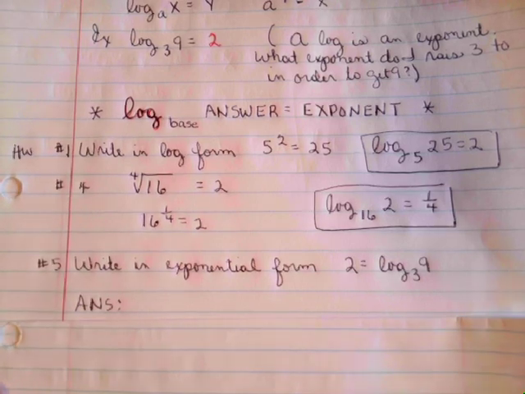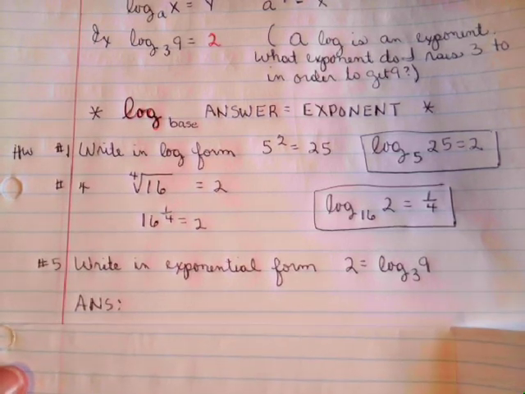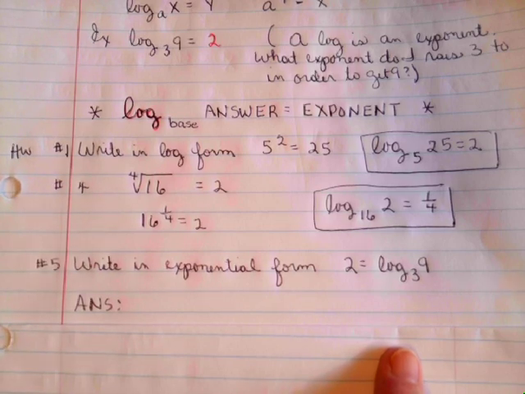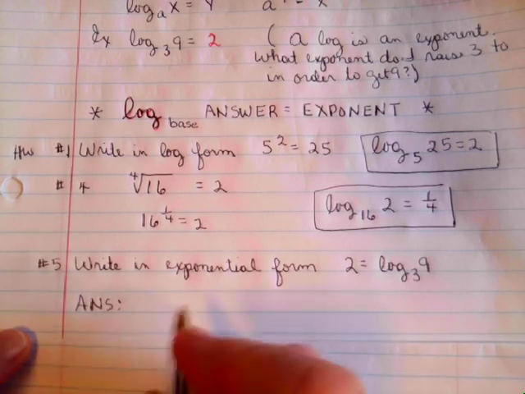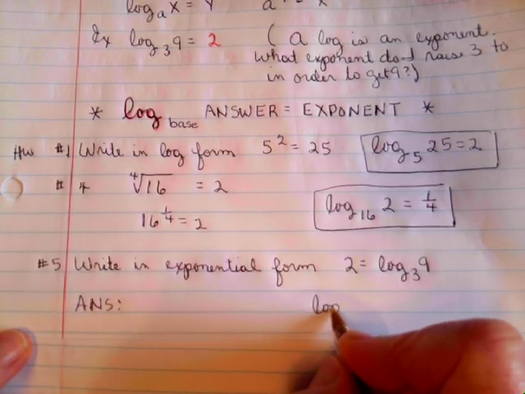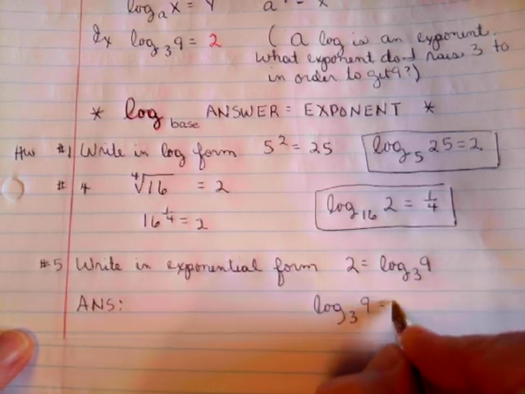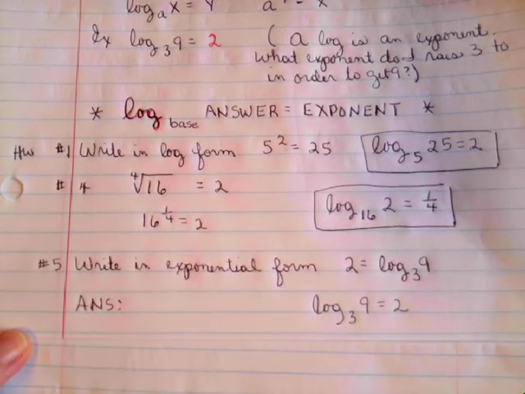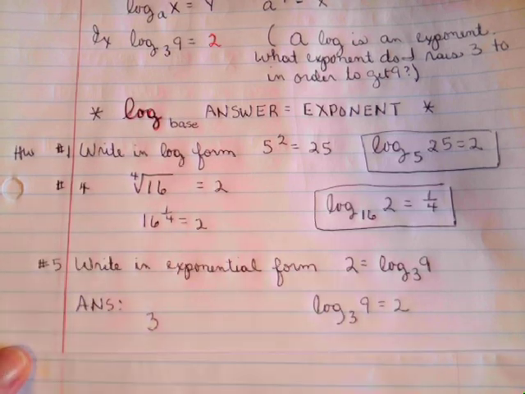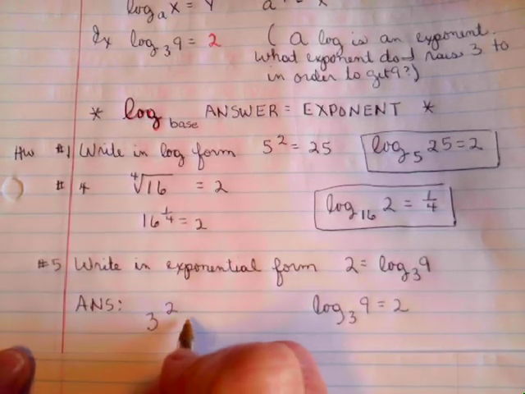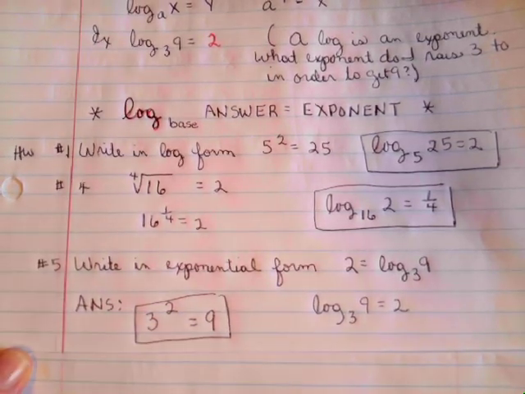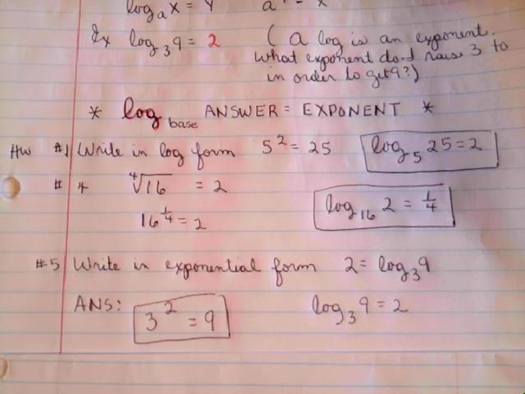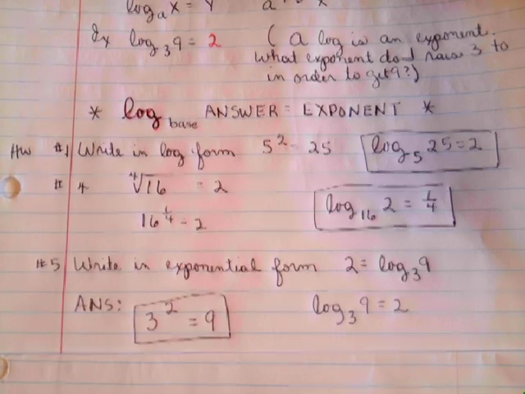Number 5, new instructions. Write in exponential form. They've given it to me in log form. They want me to write it in exponential form, so I'm just going backwards. It might kind of help you to redo it a little bit. I don't know if it's necessary, but we'll put it in the right order. Now, what's the base? 3. What's the exponent? 2. What does it equal? 9. Just moving things around. Some people like logarithms even if they don't really like math.